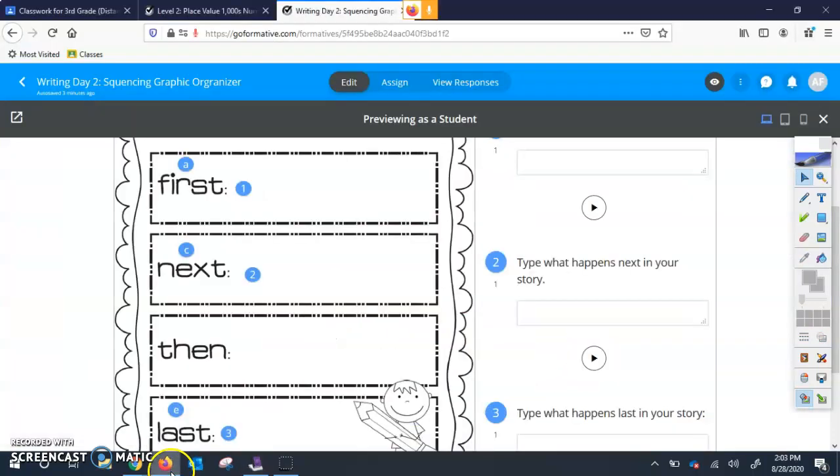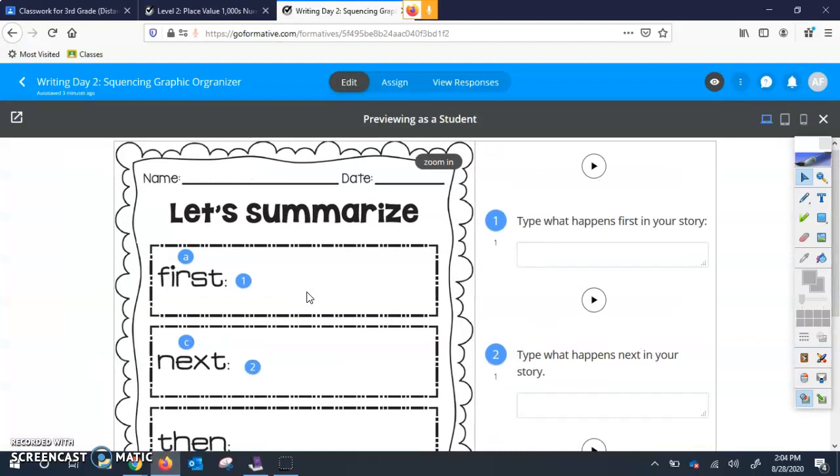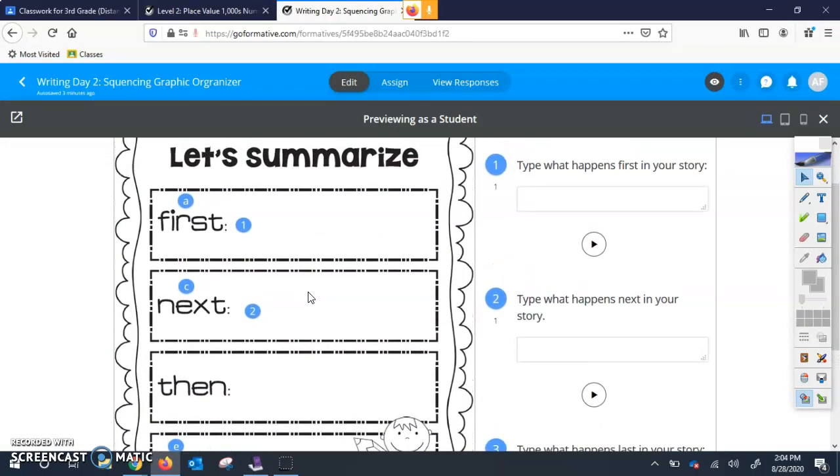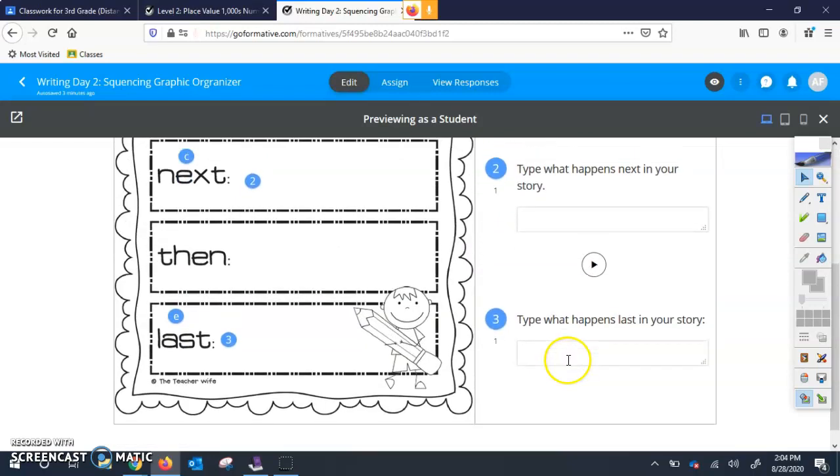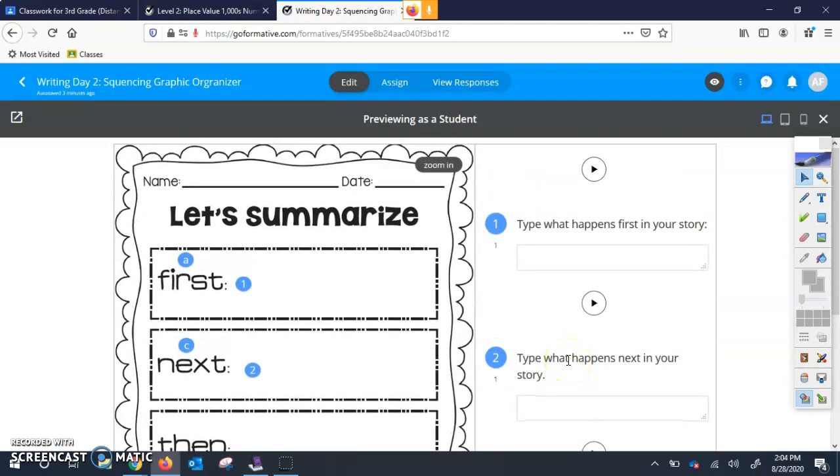So you're going to do the same thing on Formative. You'll see this exact same graphic organizer. And for number 1, you're going to type what happened first in your story, 2, what happens next, and 3, what happens last, with whatever prompt you've been assigned.